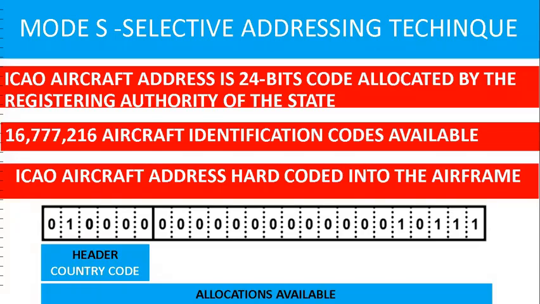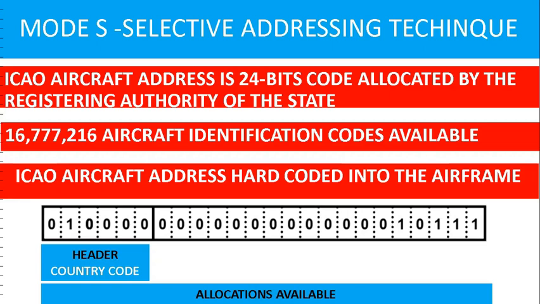S stands for selective. Each aircraft equipped with a Mode S transponder has a unique 24-bit aircraft address, which means we now have 16,777,216 possible codes for aircraft identification. This 24-bit aircraft code is divided into two parts.